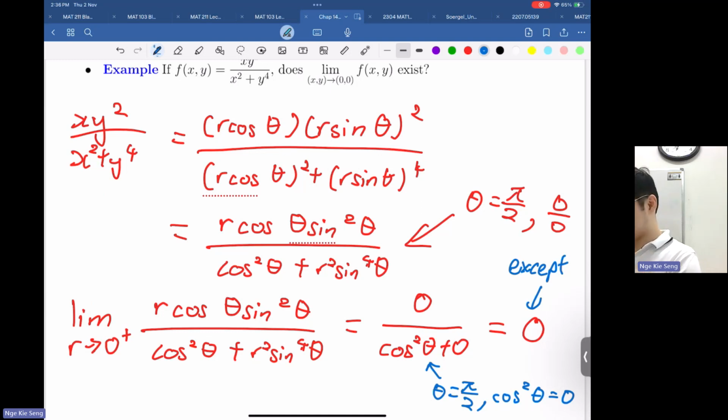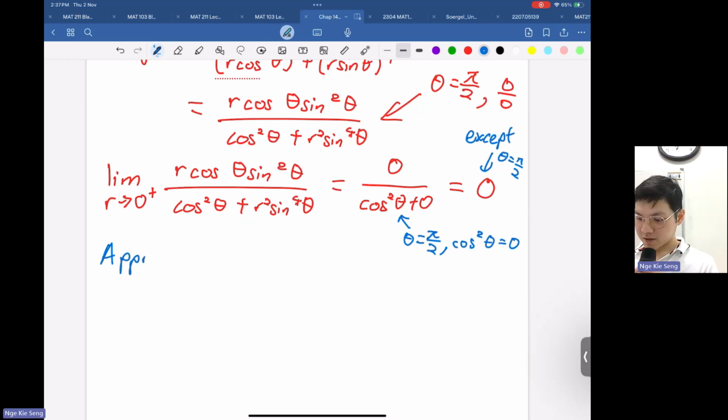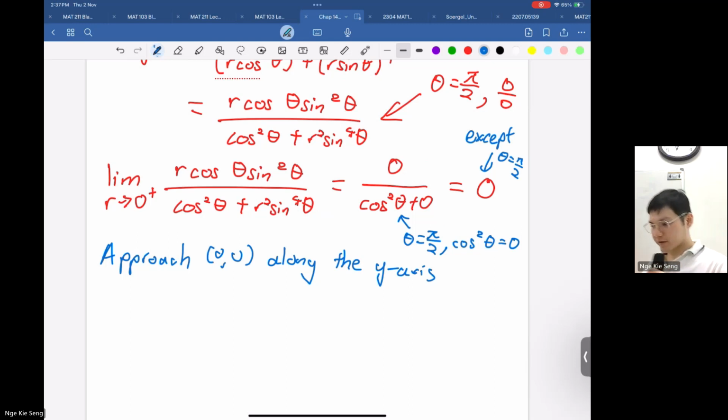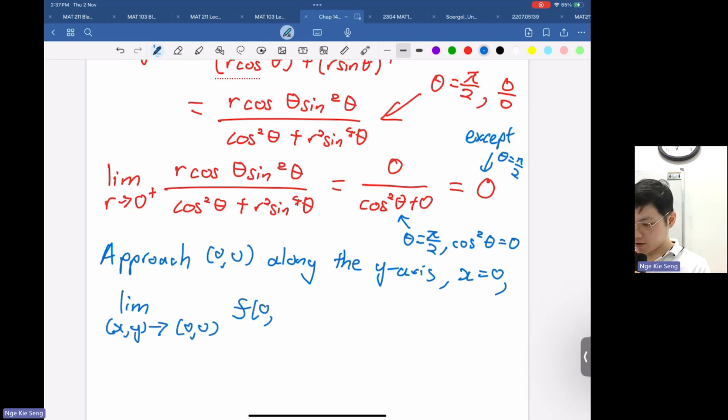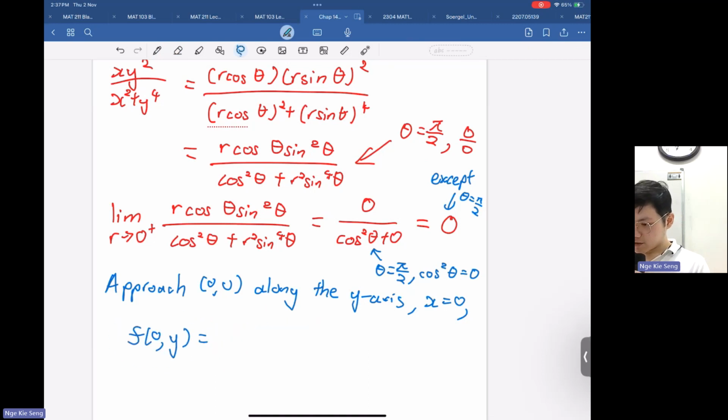What path is with pi over 2? Correct, the y axis. So let's try approaching the y axis. Let's approach (0,0) along the y axis. The y axis is x equals 0. So let's check this function here, f(0, y). I don't want to put this notation, I don't want to confuse. So what's this point here?